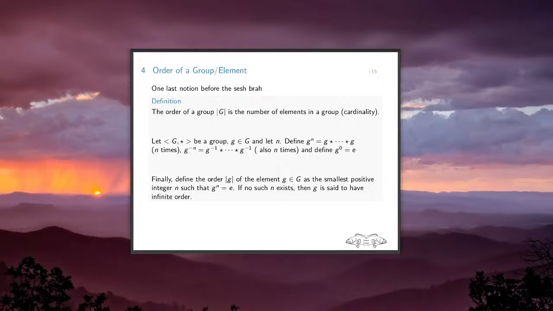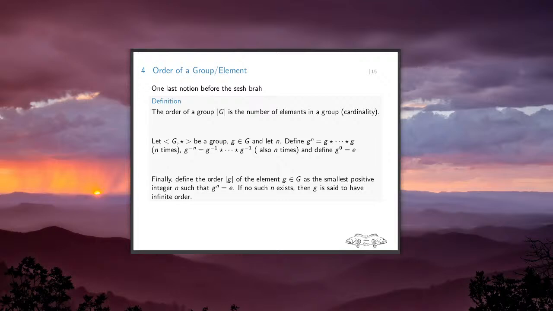This is the final definition, and then we'll just do practice problems. Define the order of g. If g is just some element in the group, we define the order of g to be the smallest integer n such that g to the n equals e. If no such n exists, then g has infinite order.